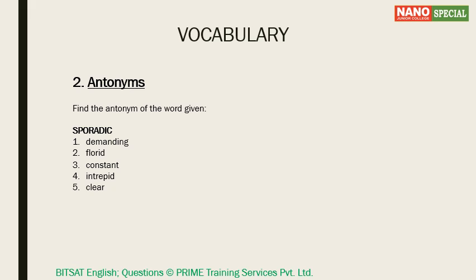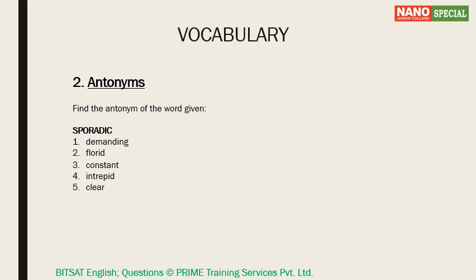So did you get the answer? What is the meaning of sporadic? Sporadic means occurring at irregular intervals, scattered or isolated. For example, sporadic fighting broke out, or sporadic gunfire was heard. So what it means is basically occasional, infrequent or irregular. So what could be the antonym for this? Yes, the answer is 3, which is constant.